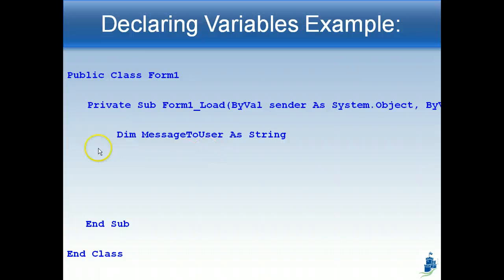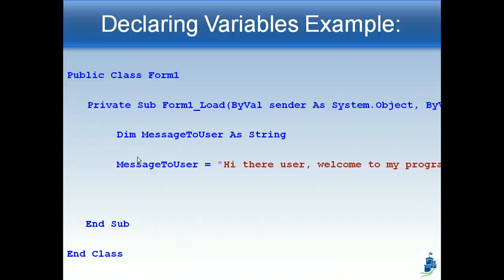So okay, I've declared a variable. It's called message to user, and I've declared it as a string. So I've said, hey, computer, set aside some space for a piece of text here, and I'm going to call that space message to user. Okay. And then I can go ahead and set that equal to something, right? I can say the message to user is equal to, "Hi there user, welcome to my program." And it's getting cut off a little bit, but that's okay.